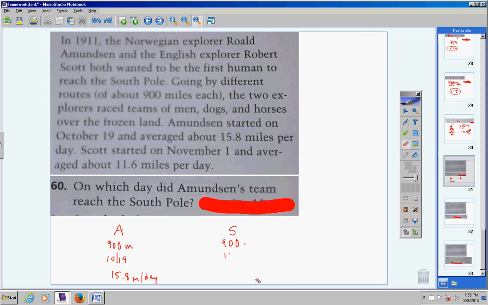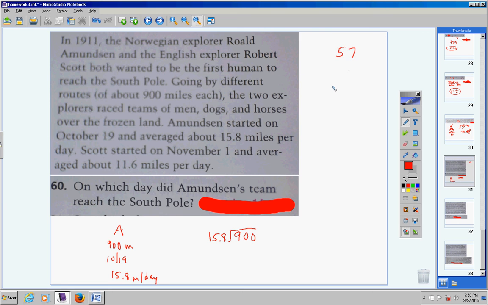All right, well, let's see. Let's see how long it took Roald to make it to the South Pole. Okay, we know he's traveling 900 miles. Okay, and every day is 15.8. So I'm going to take my 900 miles and divide it up into groups of 15.8. Let's see how many days it took him. 900 divided by 15.8 is 56.96. So basically 57 days. So it took him 57 days.